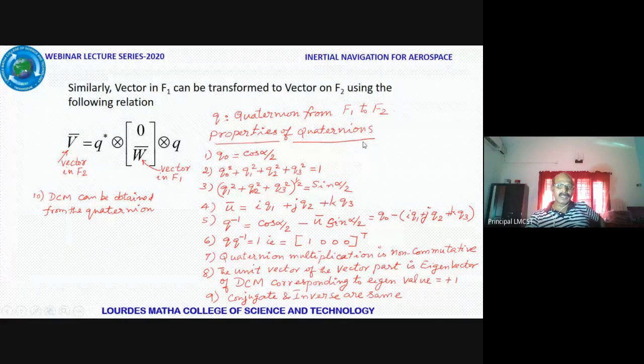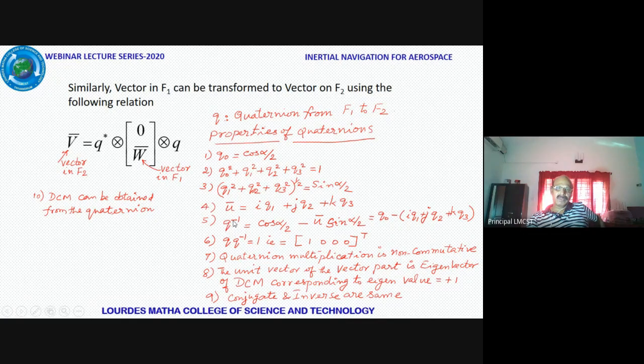Then let's quickly go through some of the properties of the quaternion. Q0 is cos alpha by 2. And if you square all of them, Q0 squared and the rest, it will be 1 because the norm is 1. You take the square root, it is also 1. The last 3 elements you square and take the square root, you will get sine alpha by 2, that common factor getting multiplied to each component. And U is nothing but this.